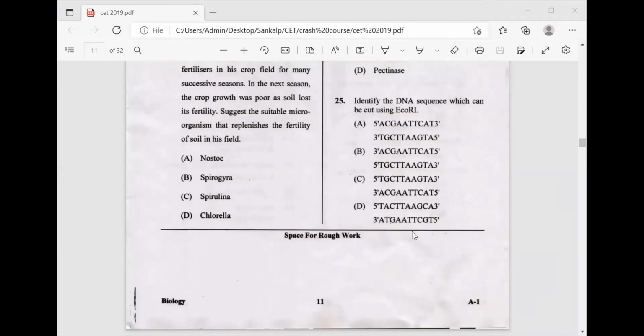Identify the DNA sequence which can be cut using E. coli. So see the options by yourself and then answer.